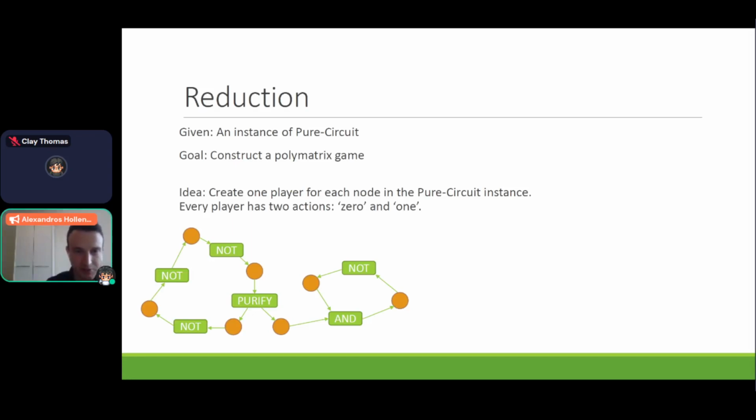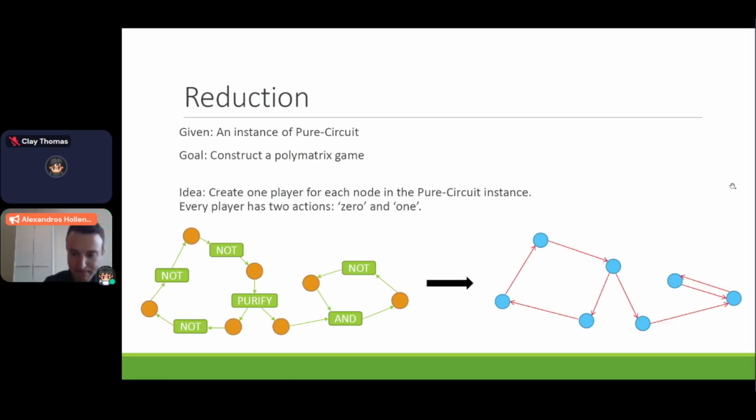So if this is your pure circuit instance that you start with, then you're going to create one player, represented as a blue node here, for each original node in the pure circuit instance. So one player for each of them. And then you're going to define those games between the players, those small two-player games, so that you implement the constraints of the gates correctly. Okay, and this is going to have a very similar look to the original graph.